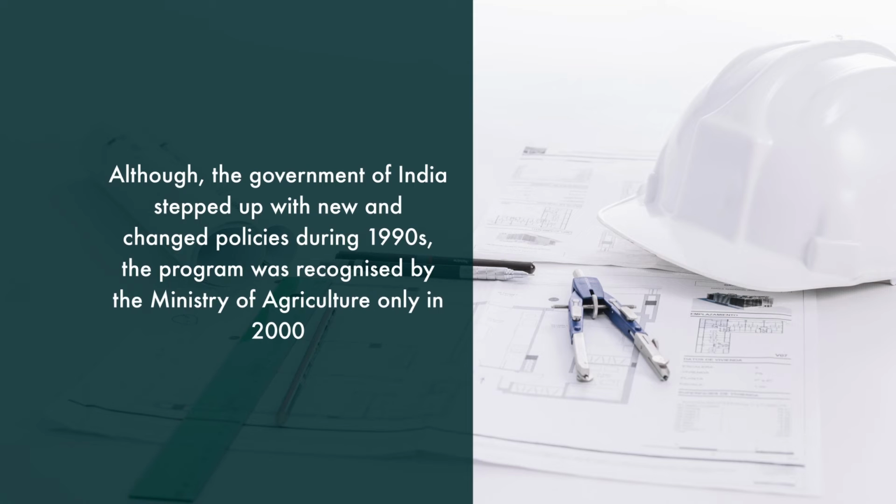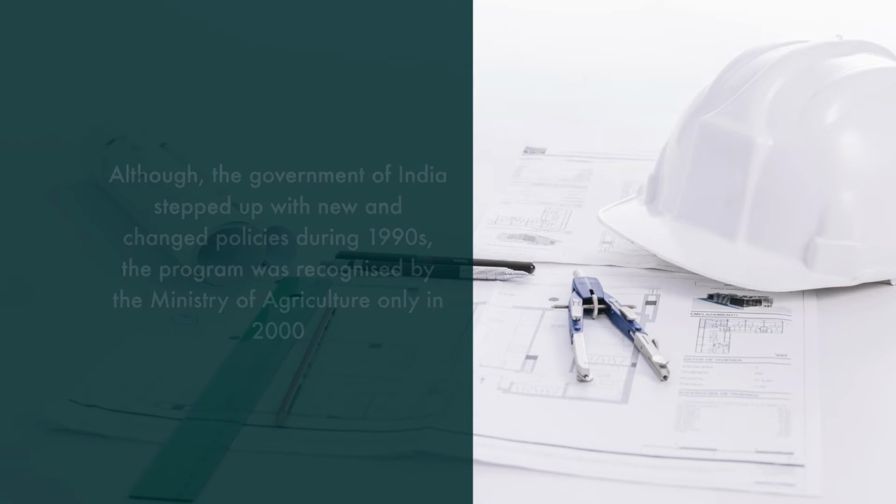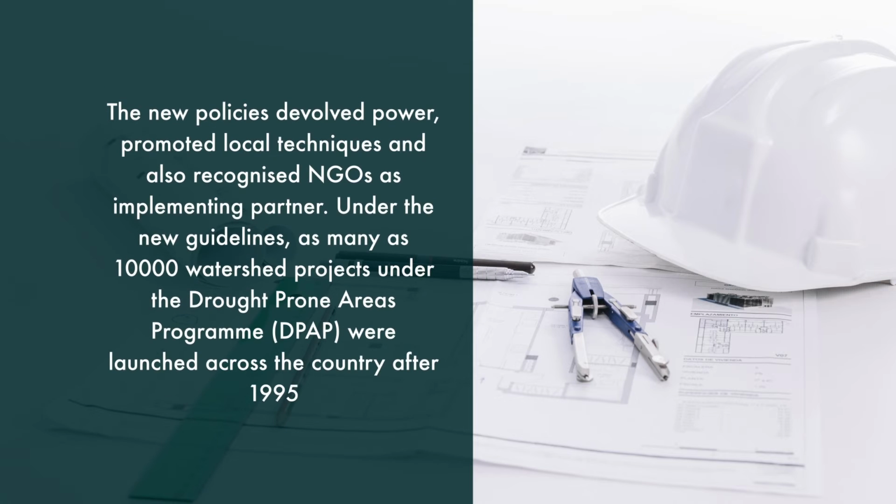Although the government of India stepped up with new and changed policies during the 1990s, it was reflected in that particular summary. The program was recognized by the Ministry of Agriculture only in 2000. The new policies devolved power forward, promoted local techniques, and also recognized non-governmental organizations as implementing partners.